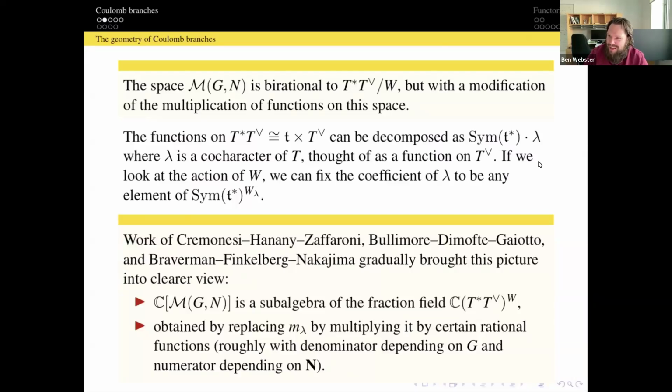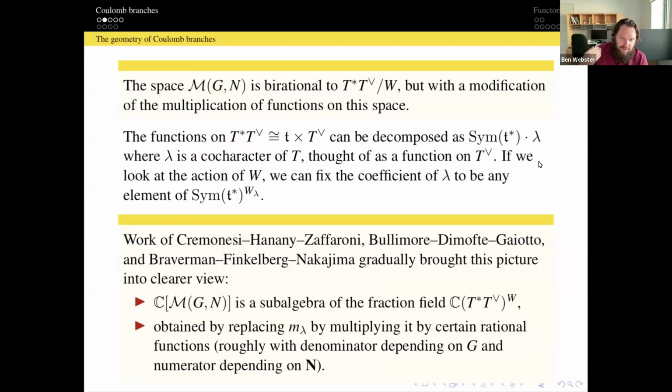You have to make some modifications to this, which I had usually heard described as some change to the hyperkähler metric. And so you have to change the topology of the singularity to go along with this change in the hyperkähler metric. But it wasn't so clear what was happening. And then a series of work in the 2010s, by Amihai with Cremonese and Zaffaroni, Bullimore, Dimofte, and Gaiotto, and Braverman, Finkelberg, Nakajima, gradually brought this picture into view.